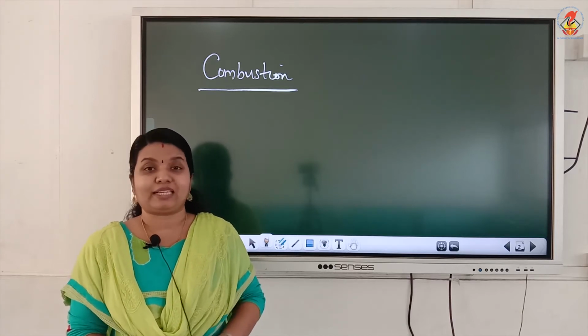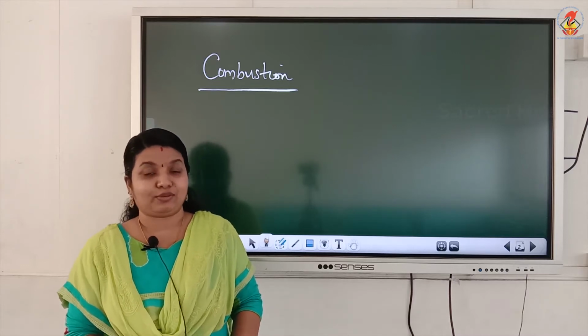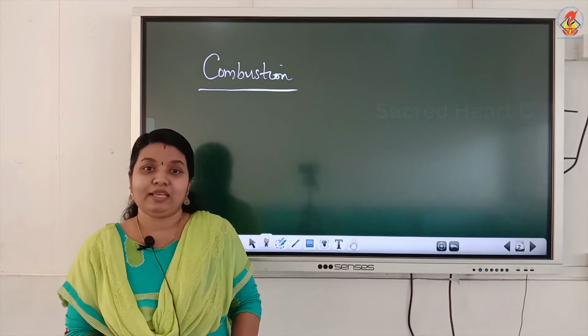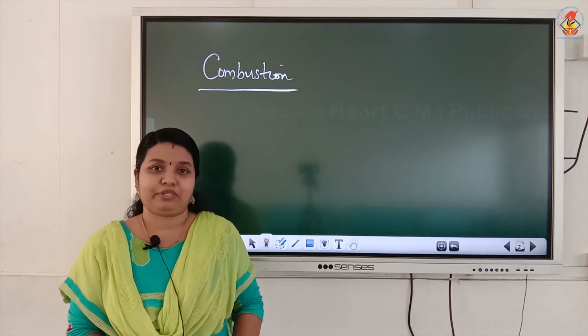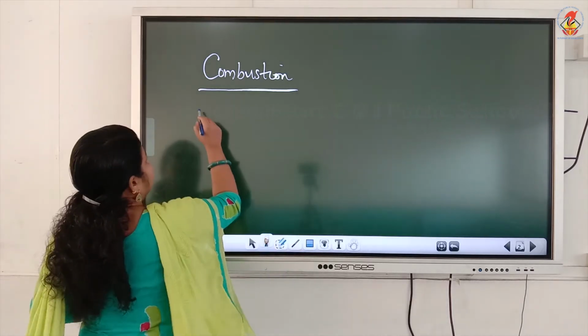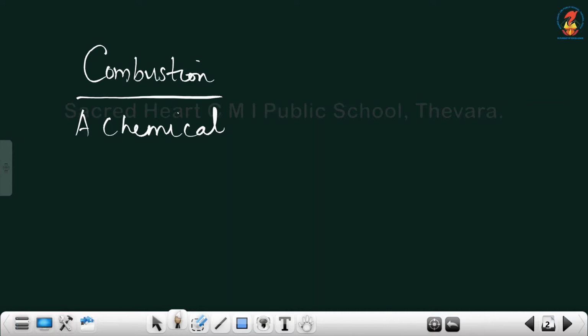Such reactions are known as combustion reactions. Burning of a magnesium ribbon is the most familiar example that you know. So that is an example of combustion. Combustion is nothing but a chemical process. Why? Because magnesium combines with oxygen of the air. A chemical reaction is taking place there.